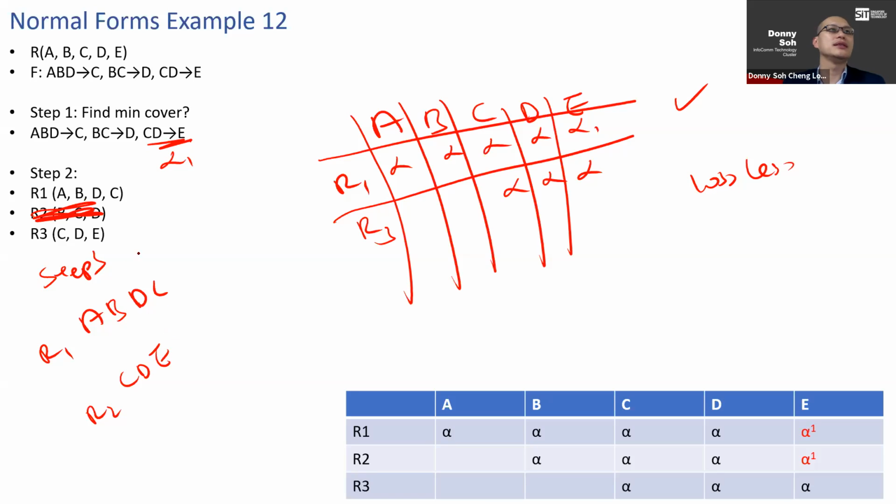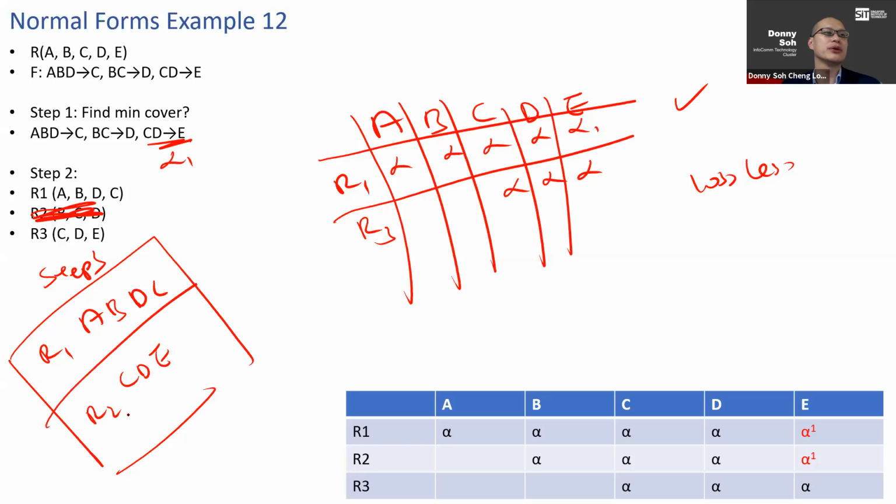A, B, C, D is here, B, C, D is here, D is here. So this is both lossless and functional dependency preserving. So in the end, in this scenario we only need two tables, A, B, C, D and C, D.